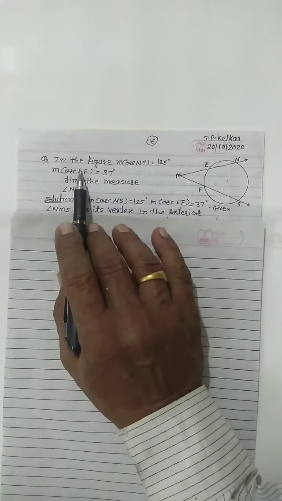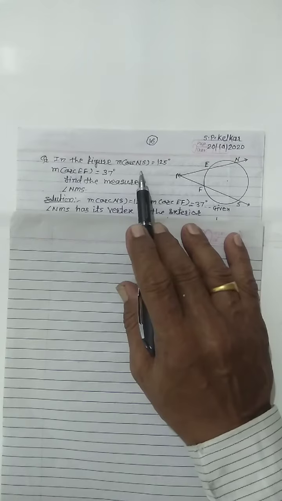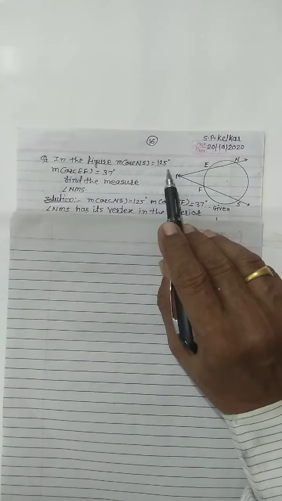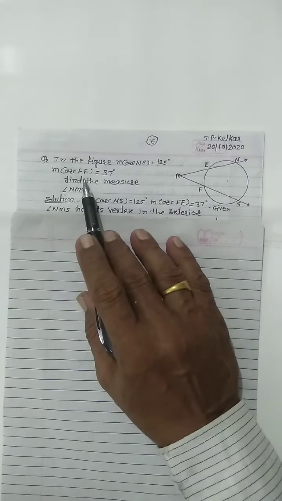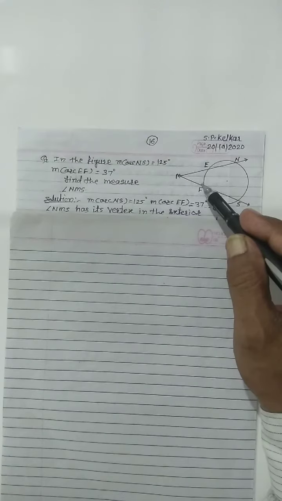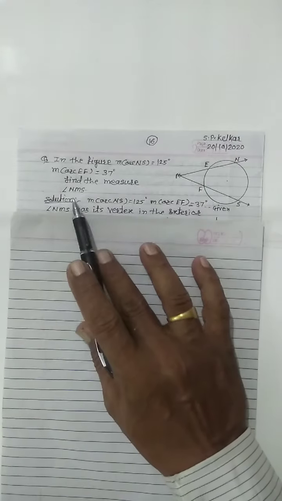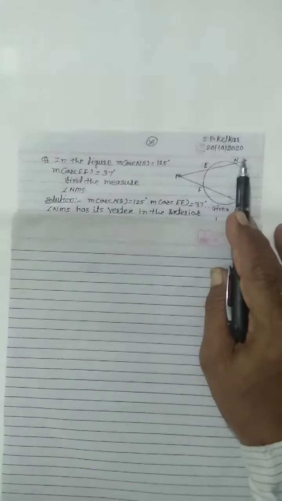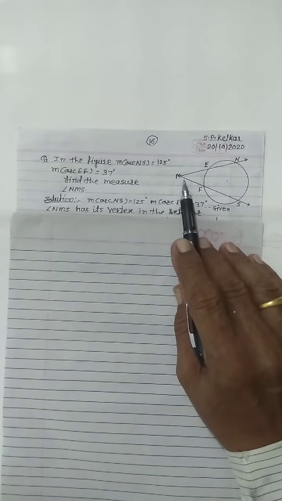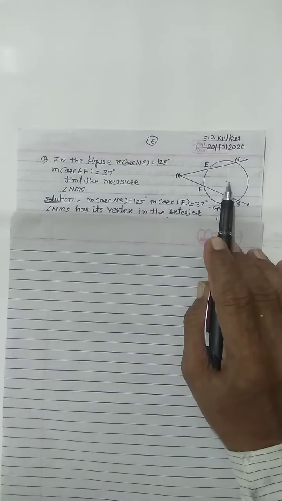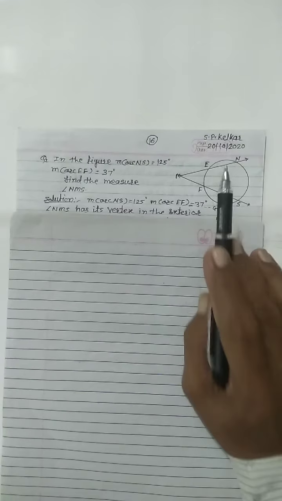Now, today we are going to study some examples from exercise 3.4. See question number 2. In the figure, measure of arc NS equals 125 degrees, and measure of arc EF equals 37 degrees. Find the measure of angle NMS. The vertex of this angle is outside of the circle.